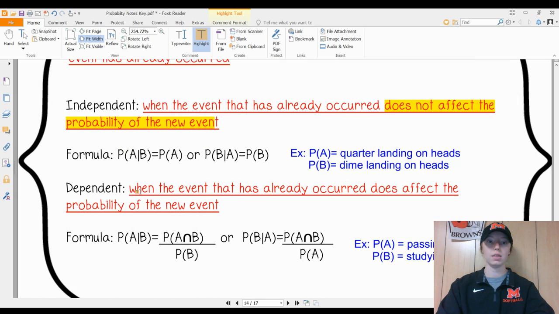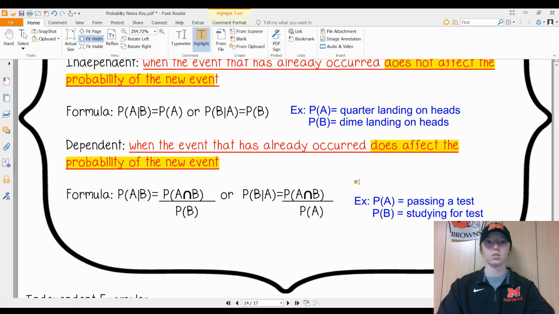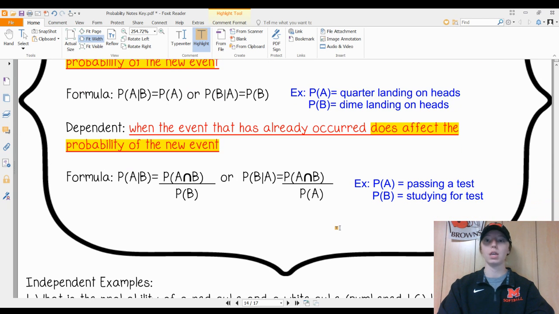So dependent, that's when it depends on something. We already talked about it, but that is when the event has already occurred and it does affect the probability of the new event. So they are affecting each other. An example of that could be passing a test and studying for a test. Even though I know some of you might not think studying for a test is going to help you pass it, they do affect each other.